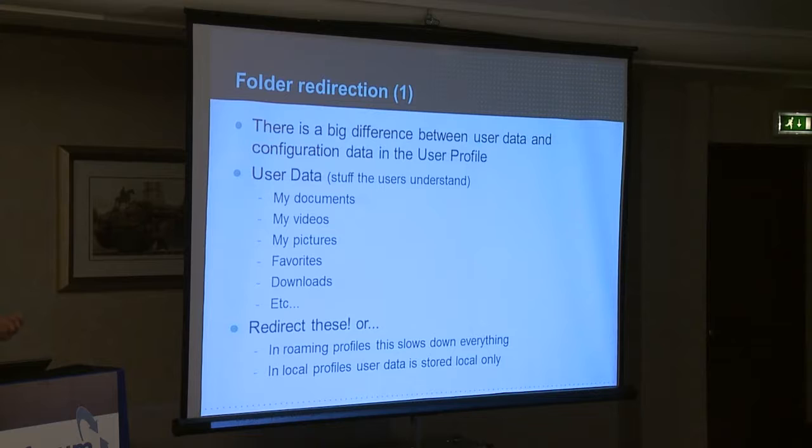User data is something users understand. It's the documents, their favorites, the pictures, videos, and of course their downloads these days. And these you should always redirect. That's at least my opinion, because if you don't redirect it, you don't have a solid backup, or you need to put agents on the client devices. And if the hard disk of the laptop or device crashes, you lose all the personal information of the user. So there's no issue redirecting these, and this is also why it's easy to configure within Windows these days.